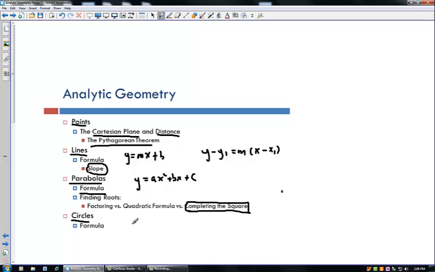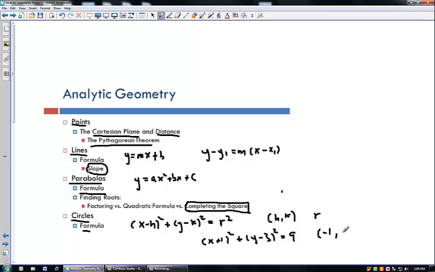And then finally, circles. For circles, we have this formula: x minus h quantity squared plus y minus k quantity squared is equal to the radius squared. And remember, the center is given by h comma k, and of course the radius is just given by r. And so that's the formula. So understand, if I write something down like x plus 1 quantity squared plus y minus 3 quantity squared equals 9, then the center is actually negative 1 comma 3, and the radius r, well, what squared gives you 9? You say, well, 3. r is equal to 3.